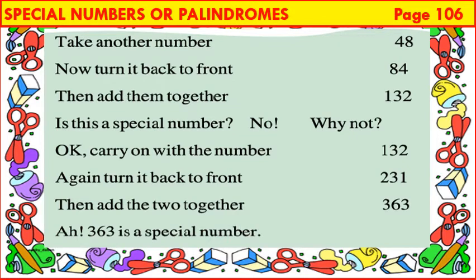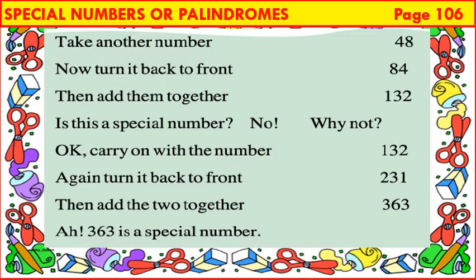Now let us consider another example. Say 48. Reverse the number. It becomes 84. Add 48 and 84. We get 132. Check the reverse of 132. It becomes 231. Both are not the same. So 132 is not a special number.